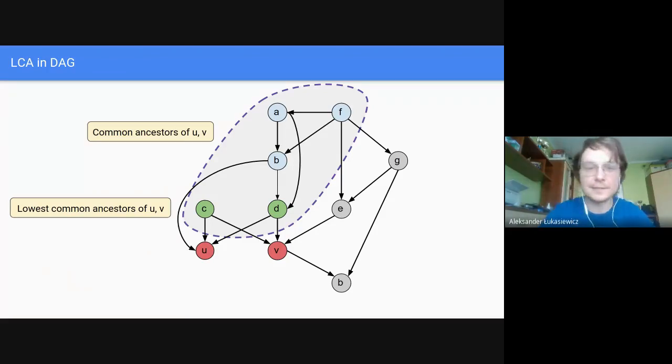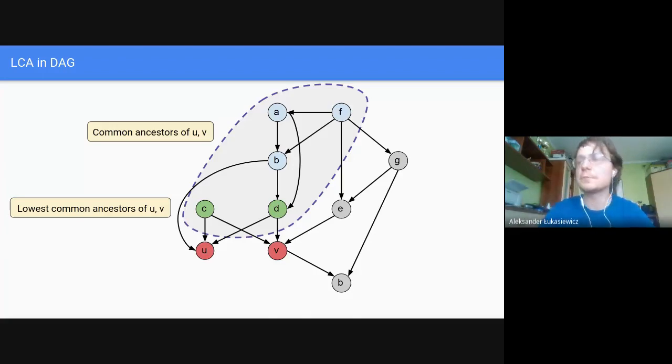Let us look at the example that I drew here. For vertices U and V, we have multiple common ancestors. These are A, B, C, D, and F. However, I will call C and D the lowest common ancestors because they don't have any children that are also ancestors of U and V, right?